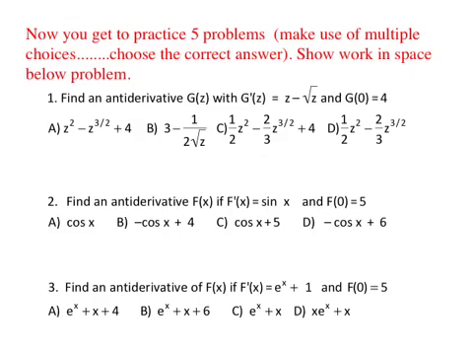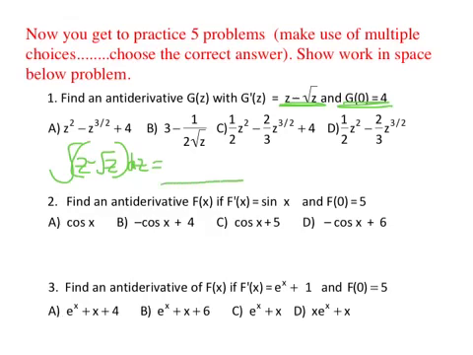Okay, so now you get to practice 5 problems. All of them are multiple choice. Just choose the correct answer, and you might show your work in the space below the problem. So the first one says find an antiderivative if the derivative is this and g of 0 equals 4. So you're going to integrate z minus radical z dz. I make my z's like that because they don't look like 2's then. You're going to first of all do that.